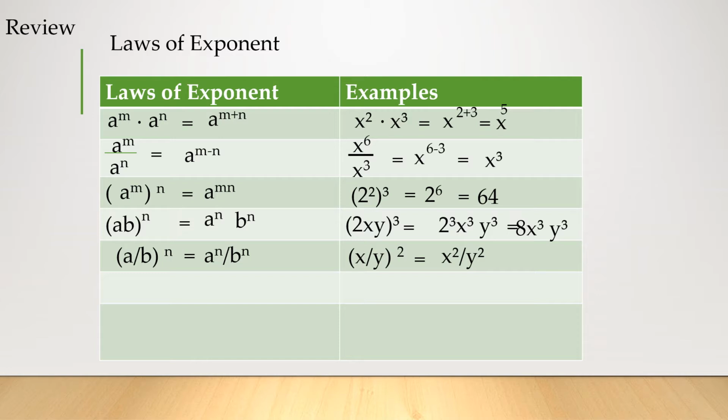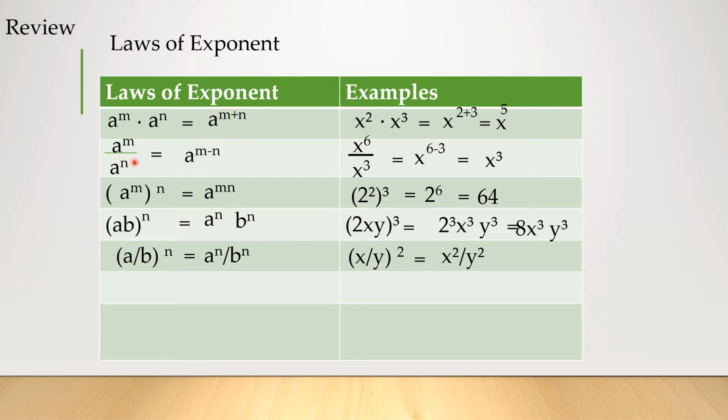So here we have a raised to m times a raised to n. So copy the base and add the exponents. So we have x squared times x cubed, that is equal to x to the 2 plus 3, which is equal to x to the fifth power.